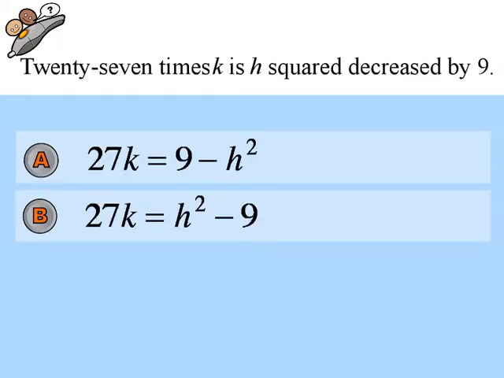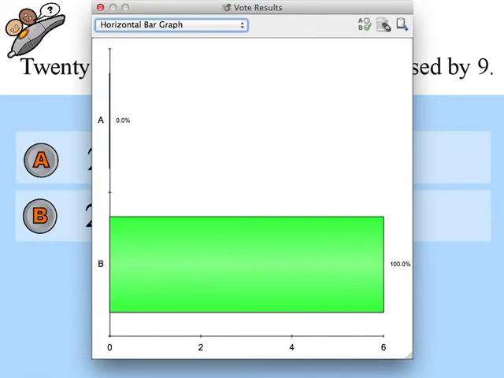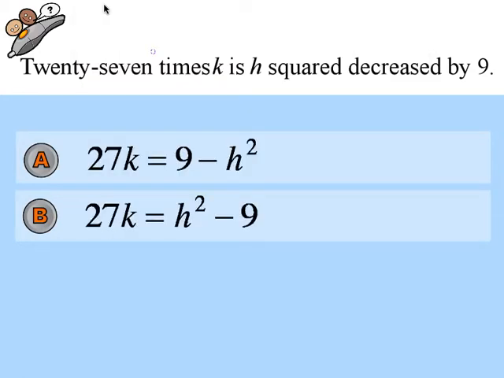Okay, 27 times k is h squared decreased by 9. B, nice job. Way to go. That "decreased by," you had that on your test from yesterday.